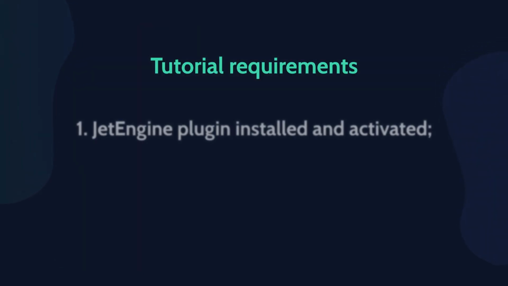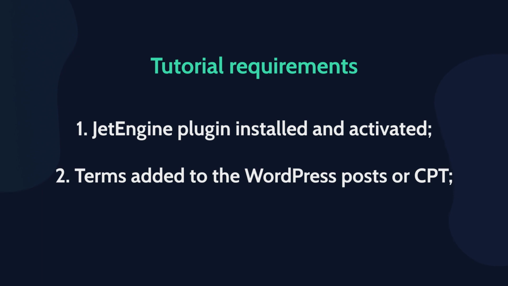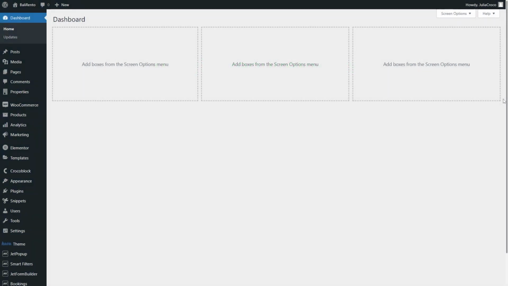Before we proceed, make sure you have the JetEngine plugin installed and activated, and also terms added to the WordPress post or CPT. We will create a counter of the WordPress posts that contain only the needed terms by using the SQL query built with the JetEngine plugin.